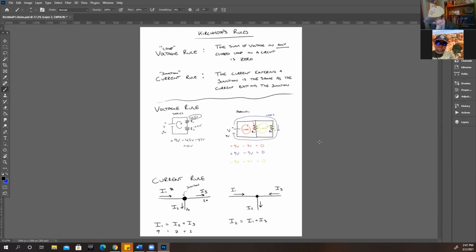Okay, I think that's basically it for the notes. Are there any questions on the voltage or current rule, or is there something else you want me to go over?